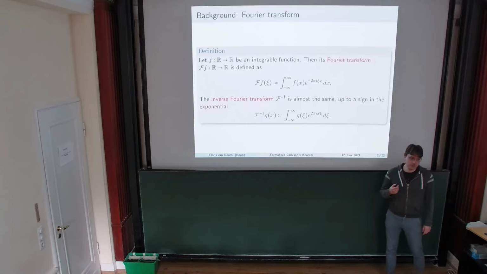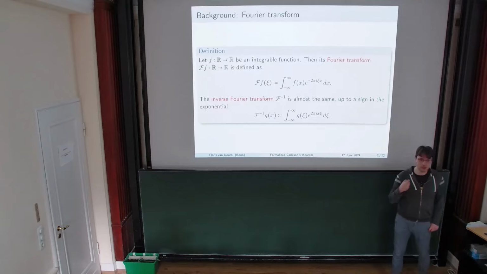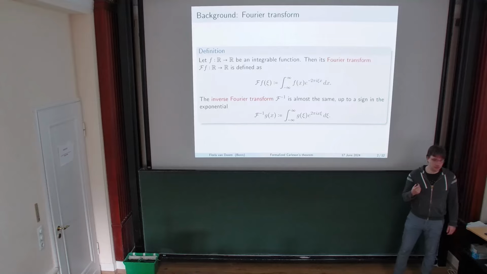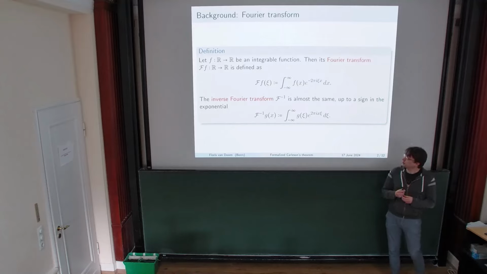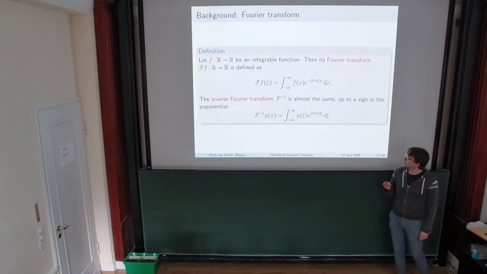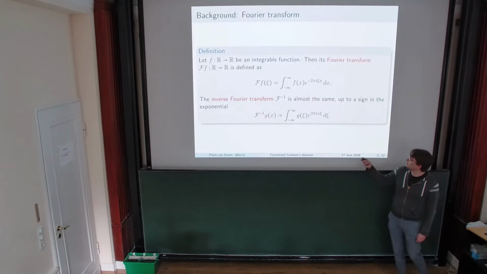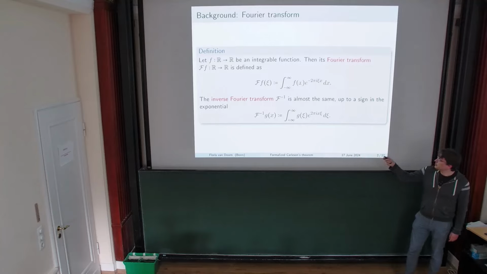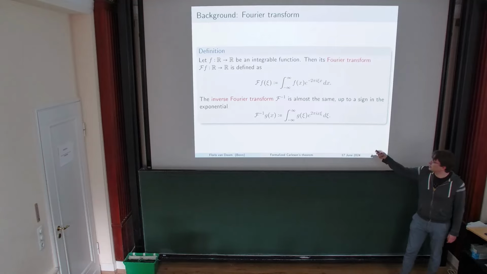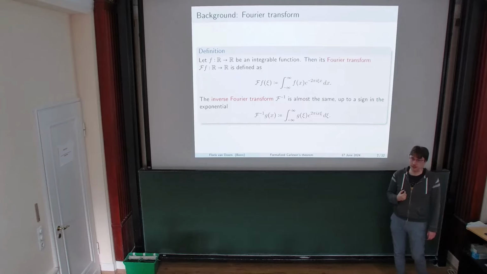So I'll be talking in my presentation only about functions from R to R. This can be generalized. You take a function, and let's say that the function is integrable. Then you can define the Fourier transform, which returns a new function, and it's this integral transform. So you take the function at x, multiply it by this funny-looking exponential, and take the integral over all x, and then this is a new function in psi.